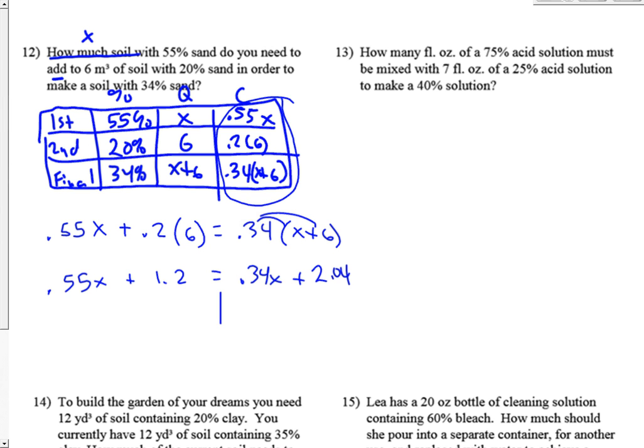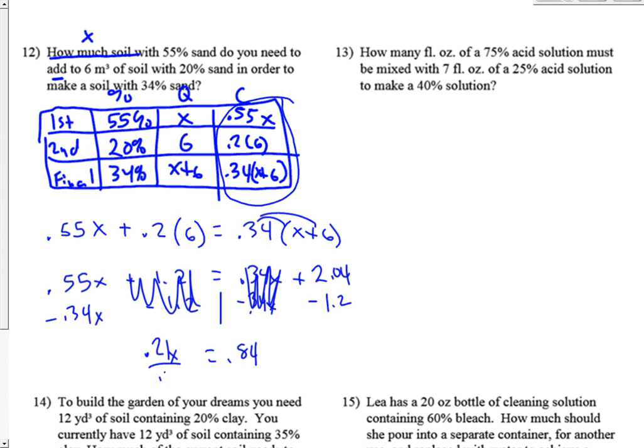Now we need to get our x terms on one side, so we're going to subtract the 0.34x. That will cancel out over here and leave us with 0.21x. We also need to subtract the 1.2 from the left-hand side, and that will cancel out on the left. And over on the right, we will end up with 0.84. And then we divide by 0.21, and we get x equals 4. And that would be 4 cubic meters.